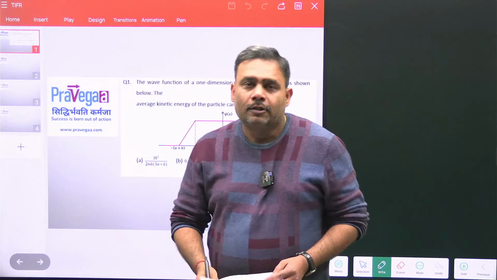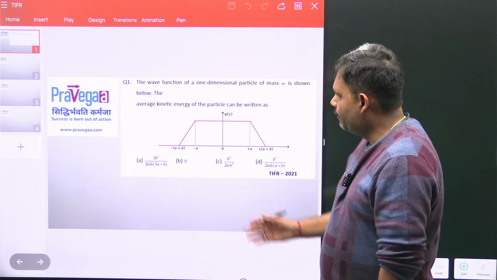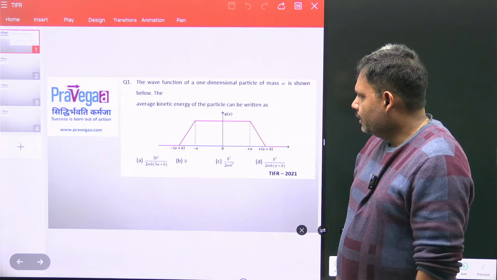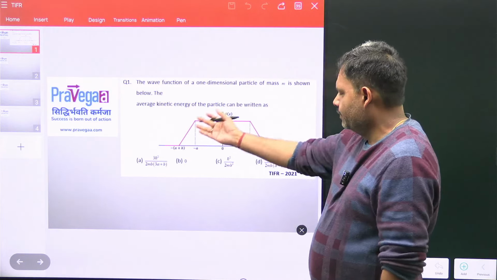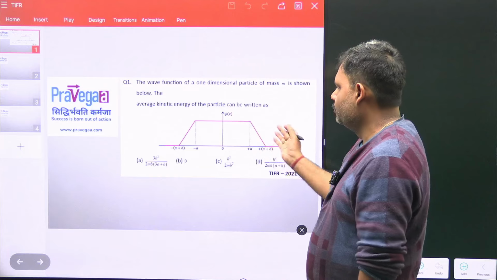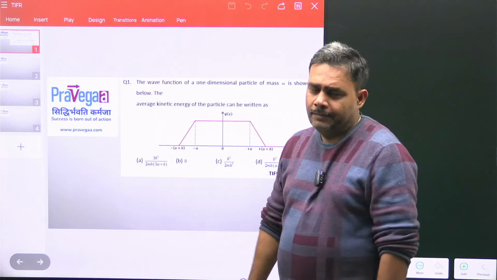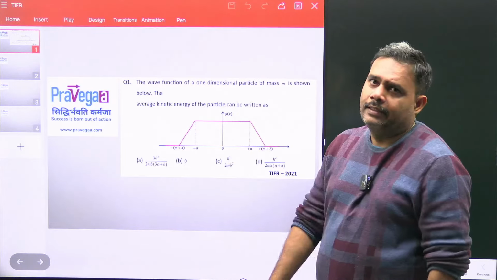Hello students, so let's try to solve this problem, and this is a very wonderful problem from the TIFR examination. In this problem, a wave function is given in a pictorial form, and we have to find the average kinetic energy. So it's a straightforward question, but it's really very interesting and tricky.